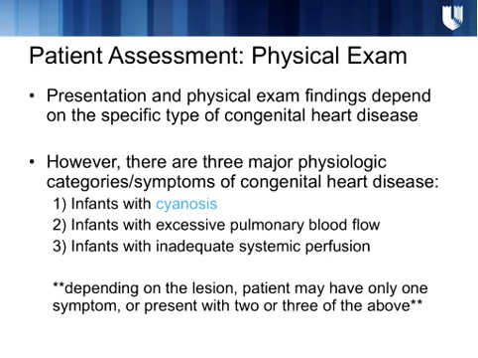However, there are 3 major physiologic categories of symptoms for patients with congenital heart disease. We'll go into each of these in detail in the following slides. The first category is infants with cyanosis. The second category is infants with excessive pulmonary blood flow. And the third major category is infants with inadequate systemic perfusion. It is important to note that depending on the lesion, the patient may only have one of the above symptomatologies or present with 2 or 3 of the above. And we'll go through some examples of each of these.